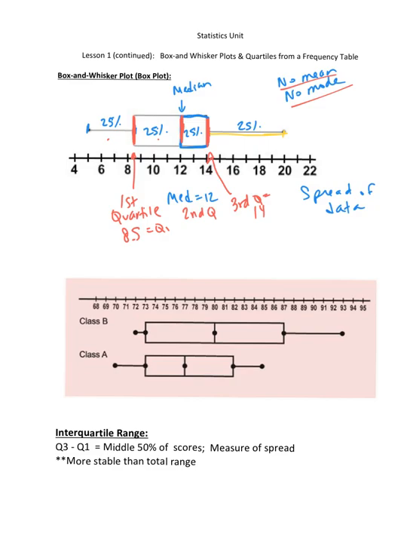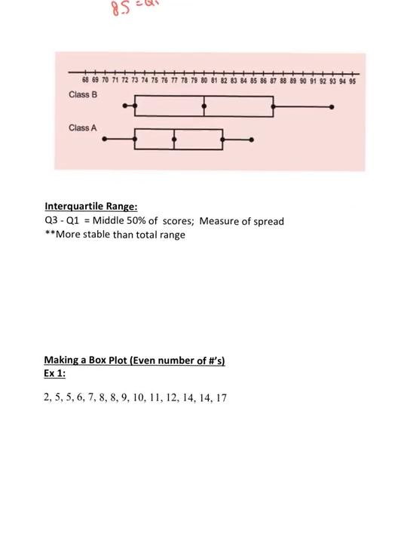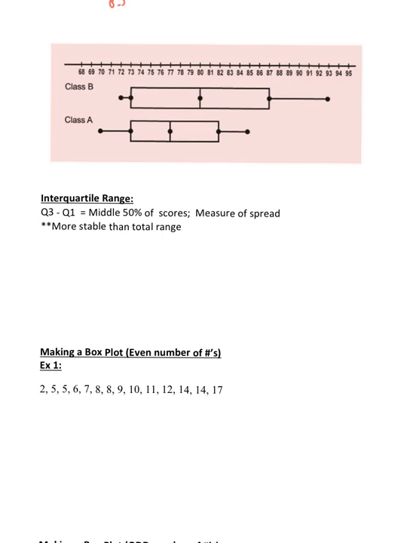So here's another example of a box and whisker plot, or 2 of them, Class A and Class B. Let's look at certain features. So Class B tells me that the median is 80. Class A, the median is 77. But look at the spread. The spread of data for Class B is huge. The lowest score is 72, and the highest score is 93. Whereas in Class A, the spread is much lower. The lowest score is 70, the highest score is 85.